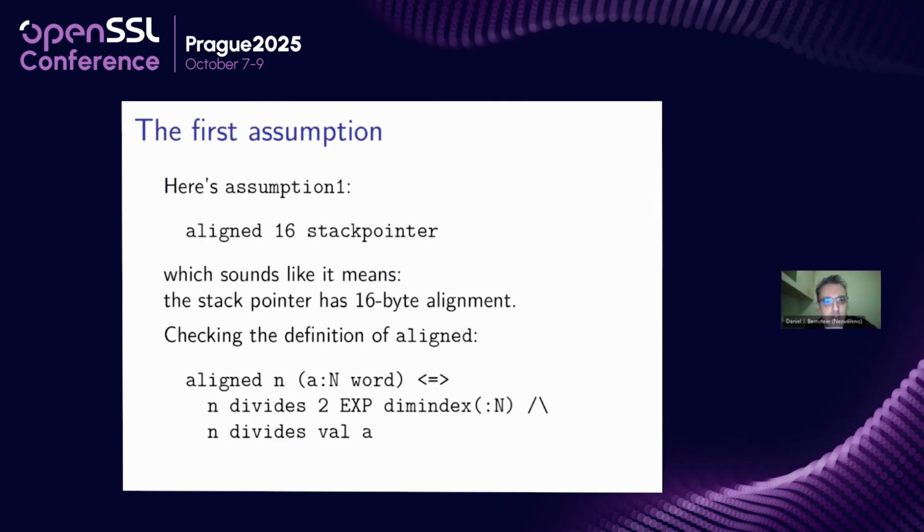And if you look at the definition of aligned 16, it means 16 divides the value you're looking at, but it also says 16 divides 2 to some power of the length of the word that you're looking at. And you have to think for a moment, wait a minute, that doesn't sound like it's part of aligned, and why is that a reasonable thing to put in?